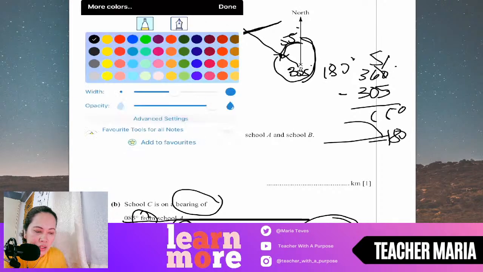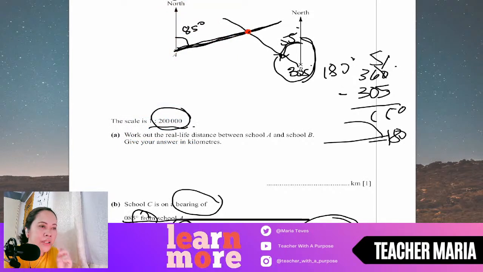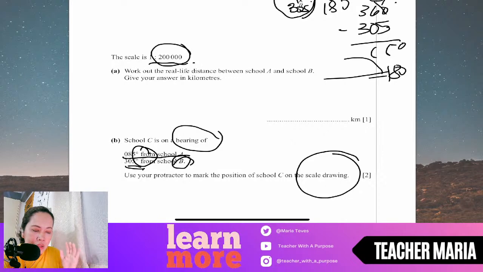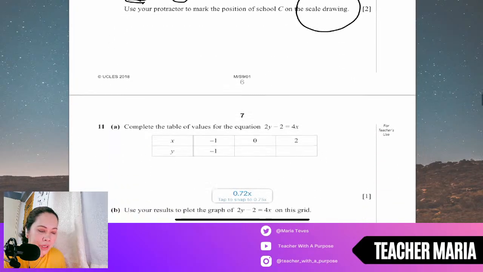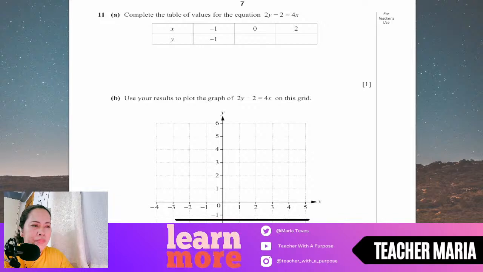So the point of intersection, let me just change the color of the pen. Okay. So sorry, the point of intersection here, this is where your C will be. School C is 85 degrees from A and 305 degrees from B. So that means that school C will be somewhere here. So that is how you use your bearing at all times. Okay? All right. I hope everyone is understanding bearing and scale factors.